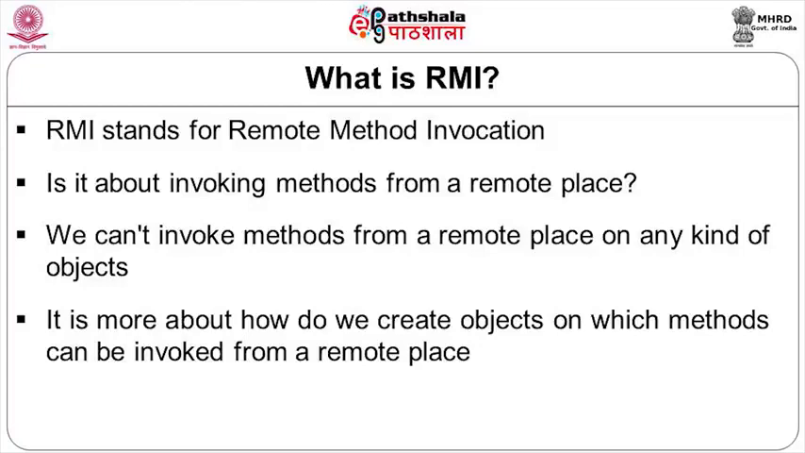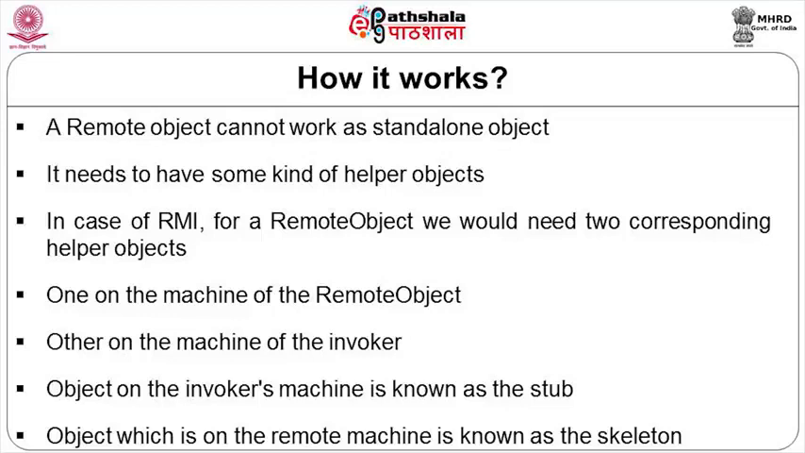So if we want to achieve this method invocation on a remote object, this kind of an object would not be working as a standalone thing. It needs to have some kind of helper objects available for it. For example, in case of RMI, for a remote object on which we would like a method to be invoked, let's assume we have a host server on which such a remote object is available.